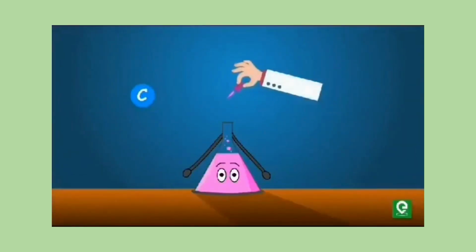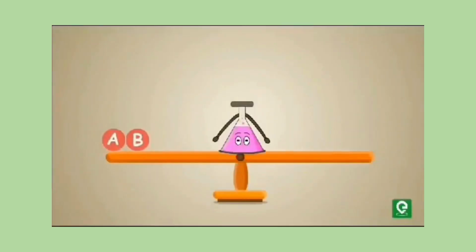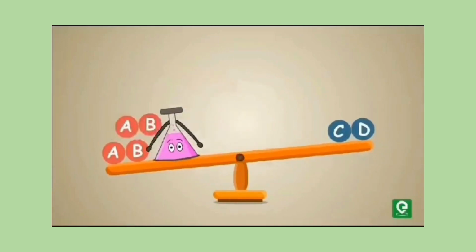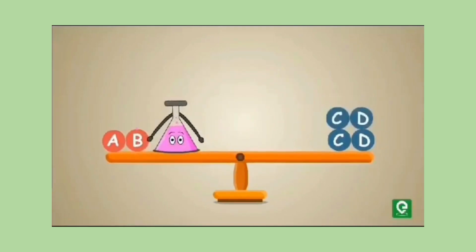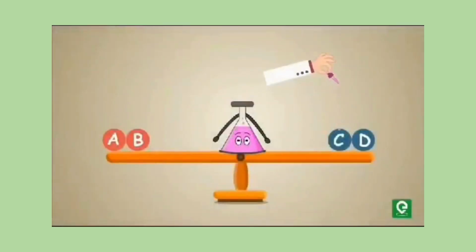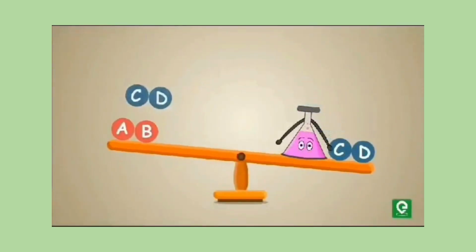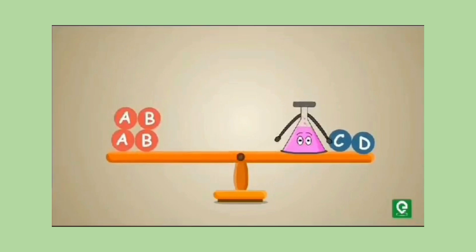Concentration can be changed by adding reactants or products to a reaction. If you add reactants, the system will start creating more products to reduce the concentration of reactants and restore equilibrium. If you add products, the backward reaction will start occurring at a faster rate to reduce the concentration of products and restore equilibrium.